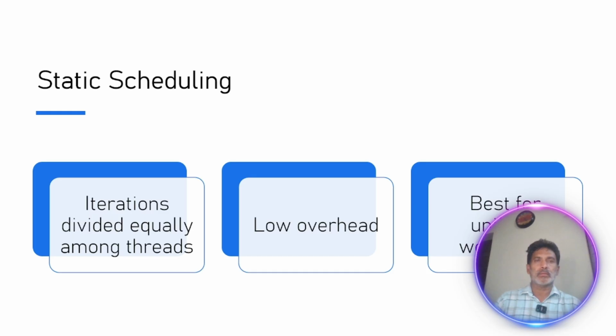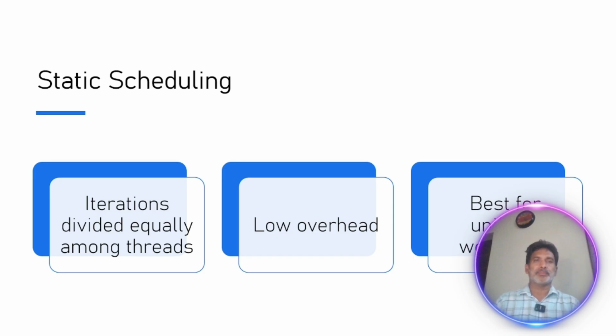If you could summarize the different types of scheduling, these three scheduling strategies, static, dynamic, and guided, help us ensure efficient distribution of work, better CPU utilization, and improved overall performance. So choosing the right type depends on whether your workload is uniform or irregular.